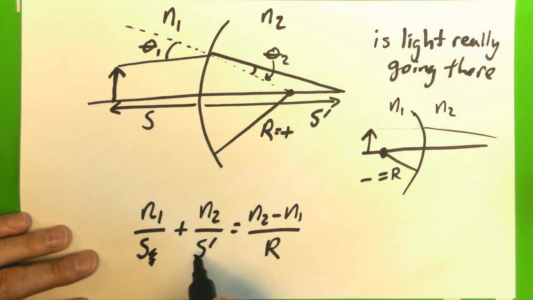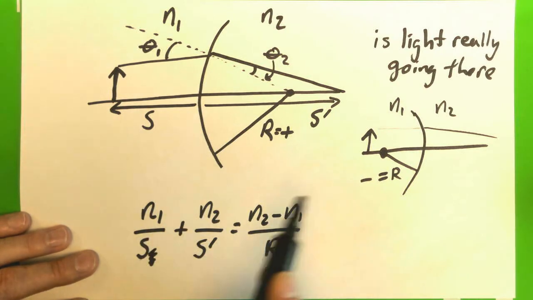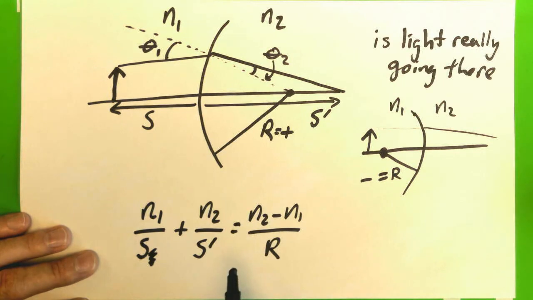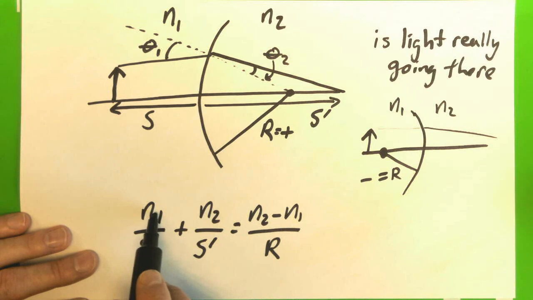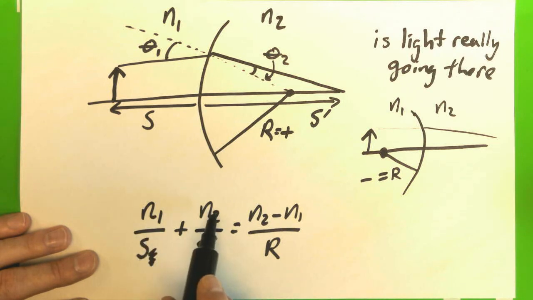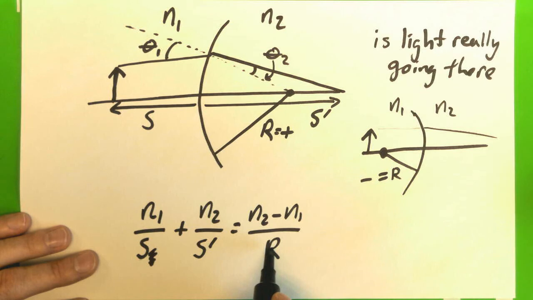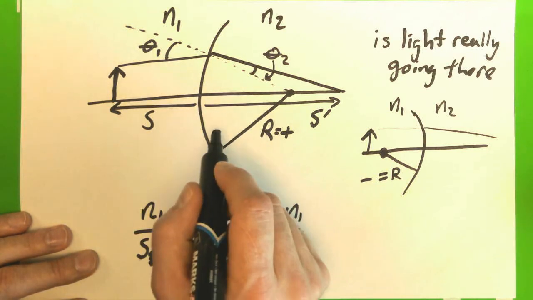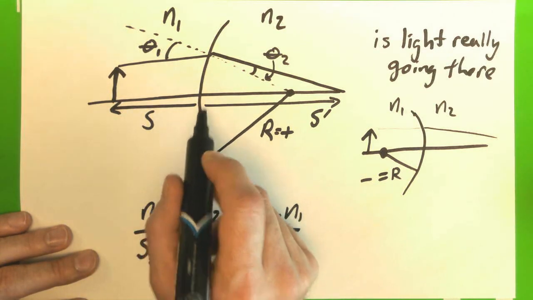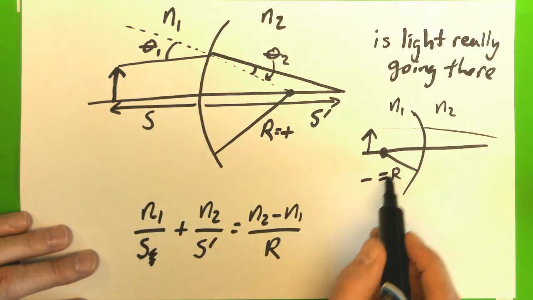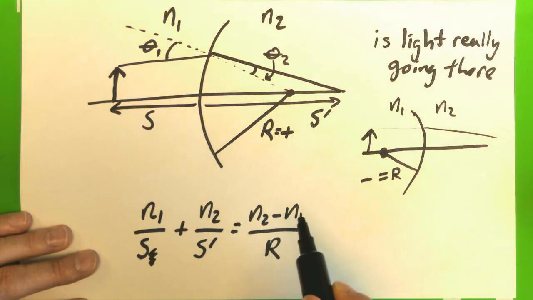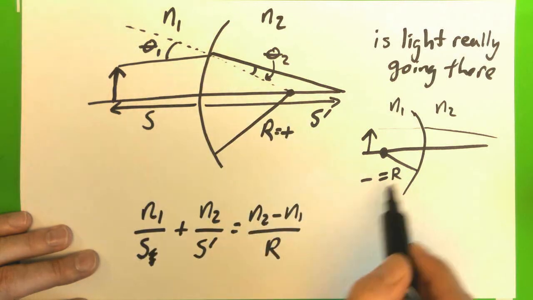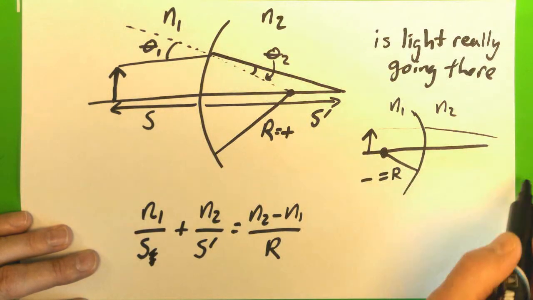And be careful not to say just where the image is, because sometimes the image can end up on the same side as the object. Not necessarily in this case, but sometimes it can. So N1 is just where the object is, and N2 is the other material. S prime is positive if it's on the other side of the surface from the object. It's negative if it's on the same side of the surface. Or in other words, light is really going there, or light is not really going there.